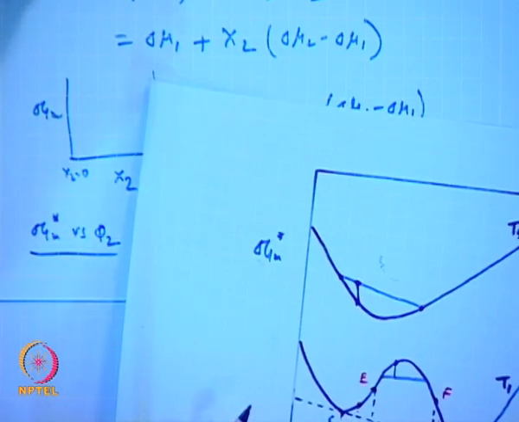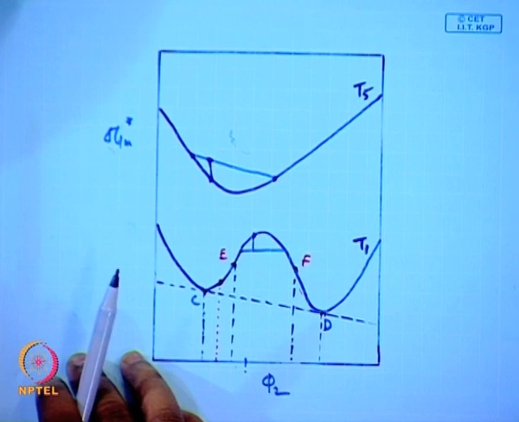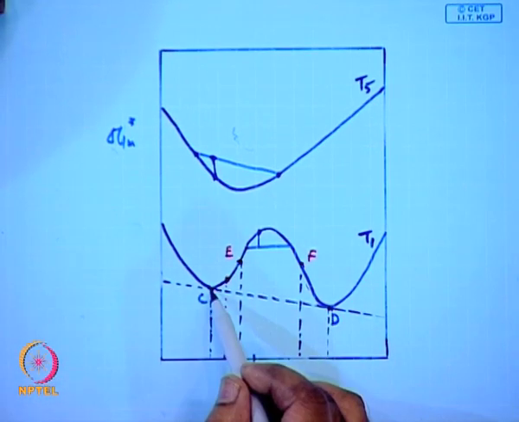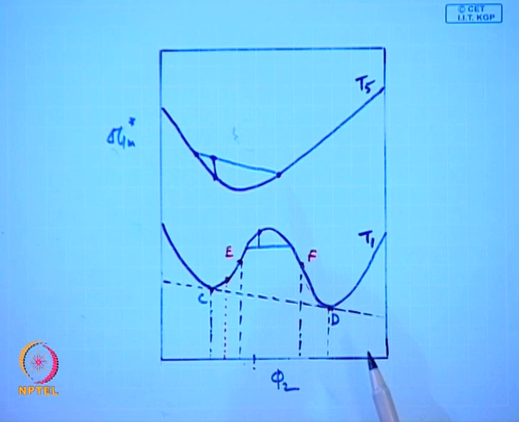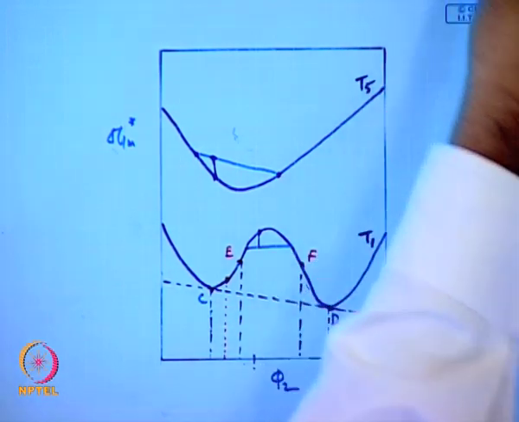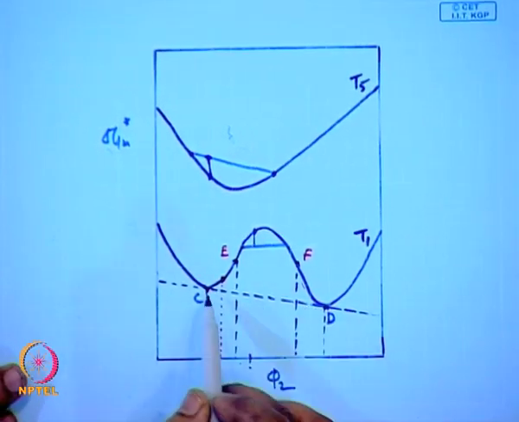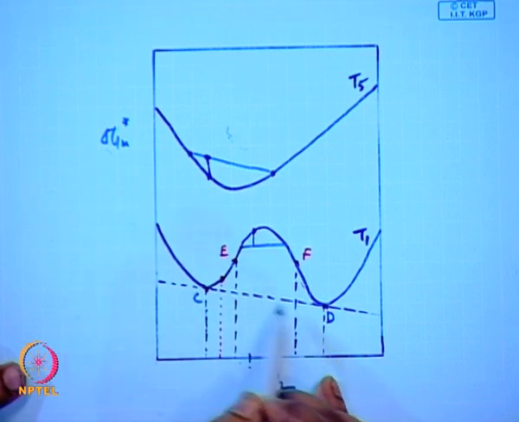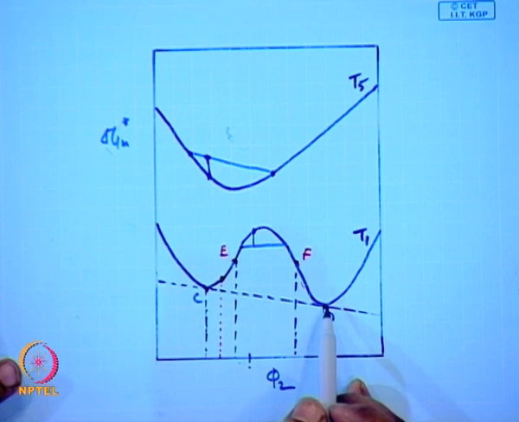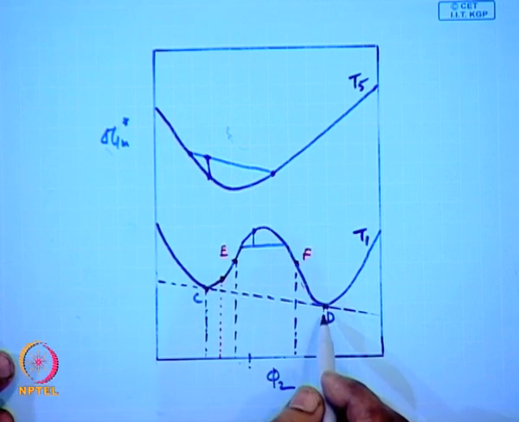Now, if you look at these 2 points, the tangent for those 2 points would meet at the same point. Okay. Which means they must have a common tangent. So, these 2 points must have a common tangent.